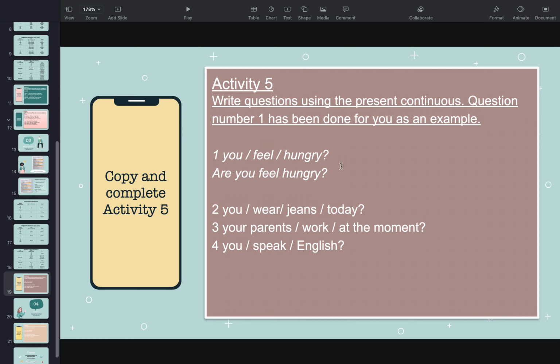Kamu lapar ke? Okay, so you wear jeans today. Remember, verb dia mesti tambah ing. Okay, you must add ing to the verb. Alright.